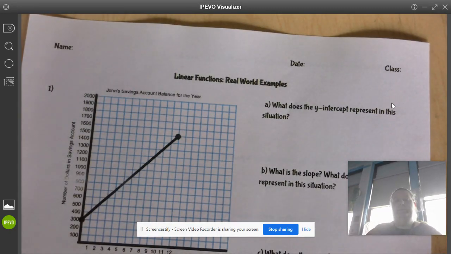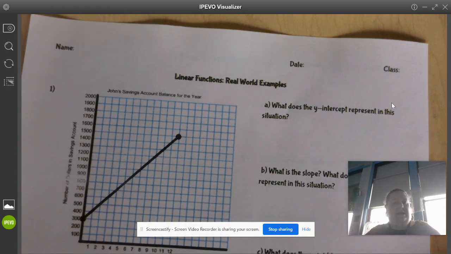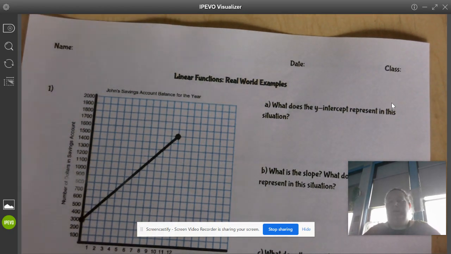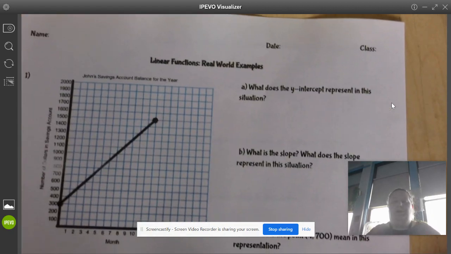Angelo, and today we're going to look at some real world examples of linear equations and analyze them. So, a copy of the notes have been linked in Canvas, or you can get a copy when you return.